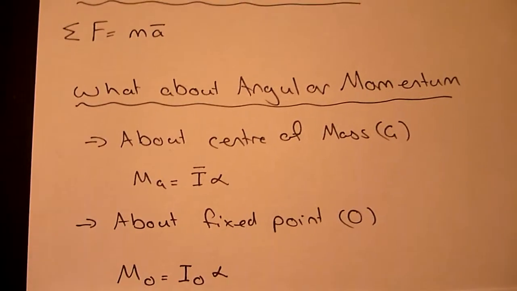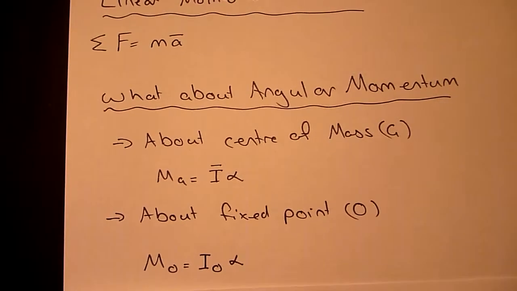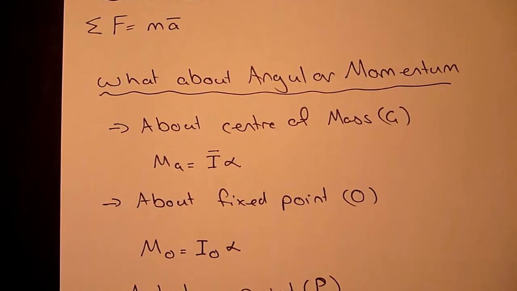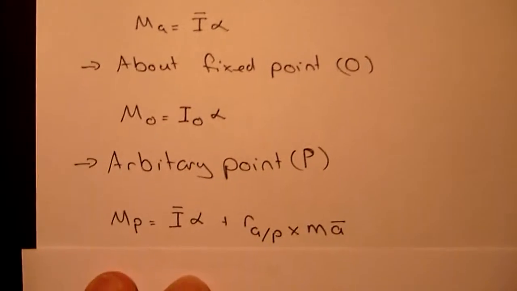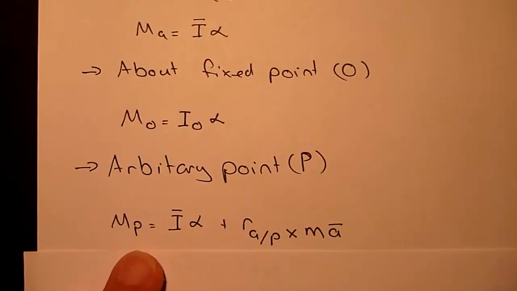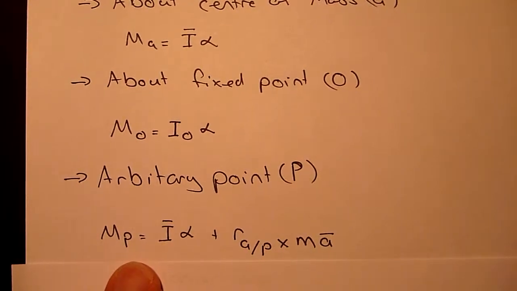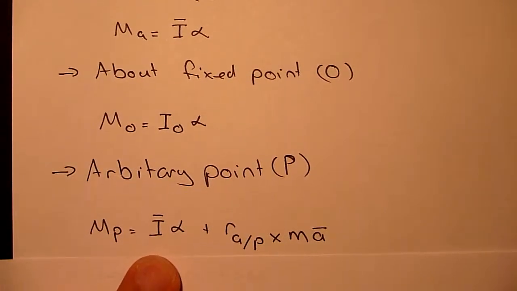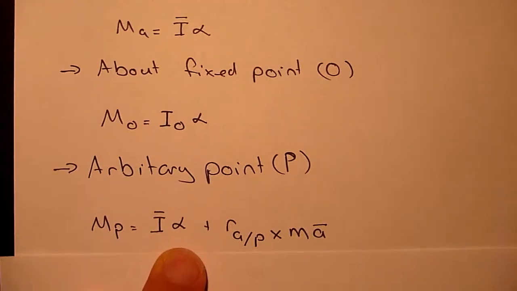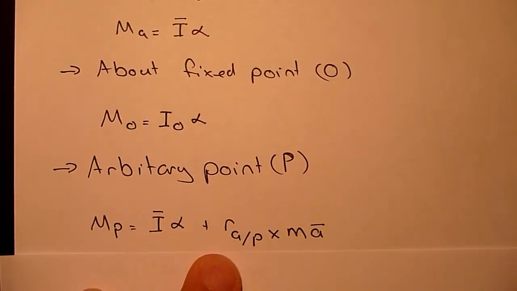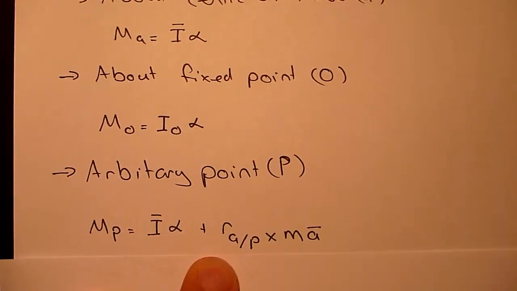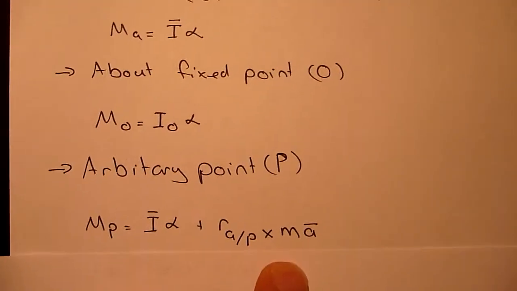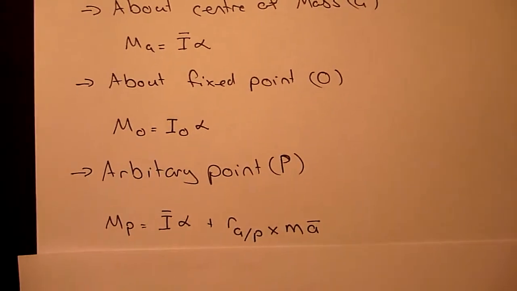These are fairly simple uses of this. However, we can also choose an arbitrary point P to sum our moments around, and this is often more convenient to do. At a point P, the sum of our moments is equal to the mass moment of inertia of the centre of mass multiplied by the angular acceleration, in addition to the R, G relative to P, cross product, the mass multiplied by A, centre of gravity.